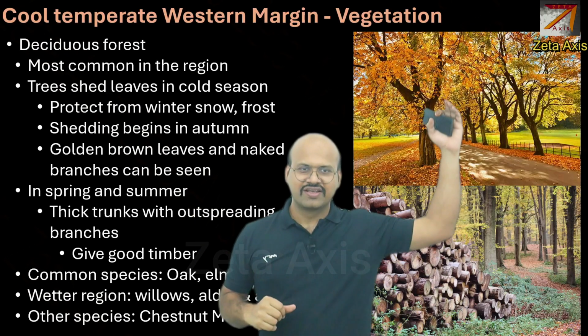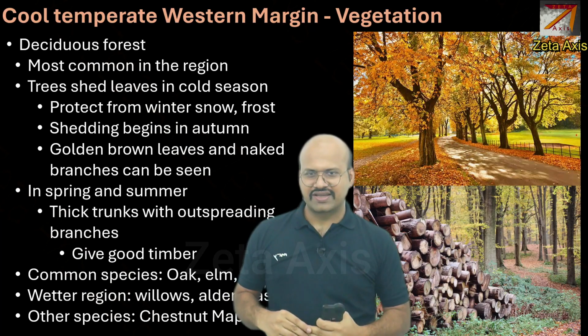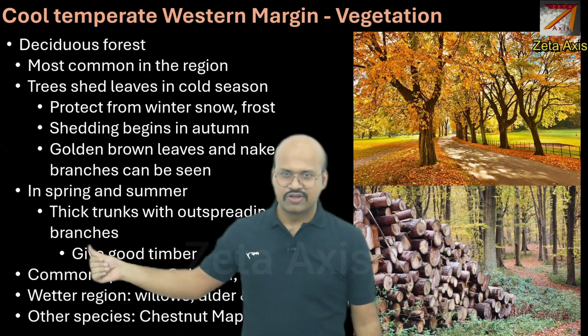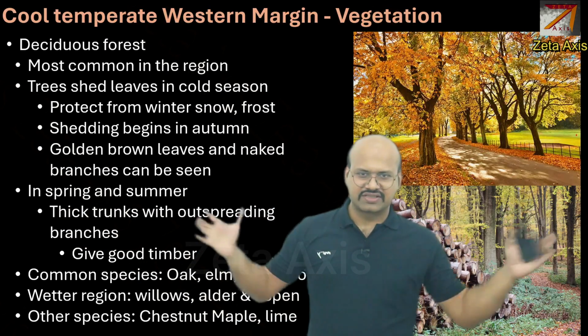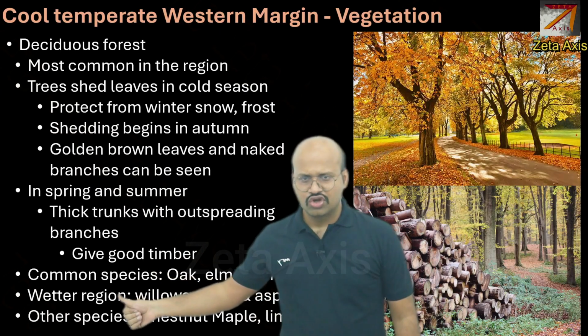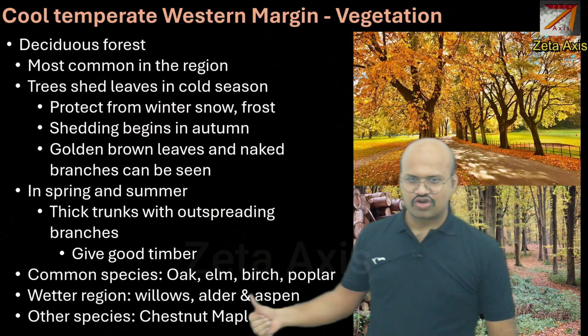So we can see that the trees are golden brown in color and the branches are naked. In spring and summer, thick trunks with outspreading branches. So in spring and summer, you will see that the trunk is thick and the branches are very outspread and they have good timber. Common species: oak, elm, birch and poplar. These are the common species.